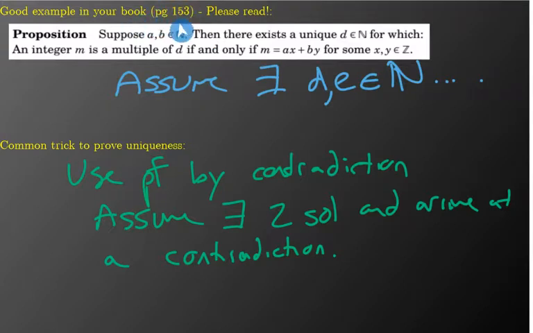It's on page 153 in the book. So I would recommend you go try to read that. I mean, this isn't a number theory class, so I'm not going to really test you on these per se, but this is still a good example of the kind of proofs that we're going to do.